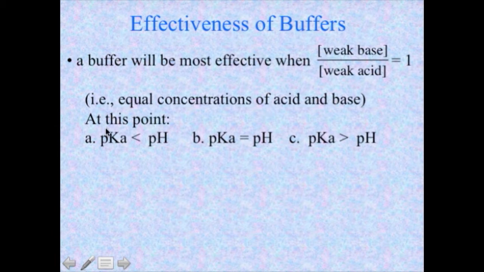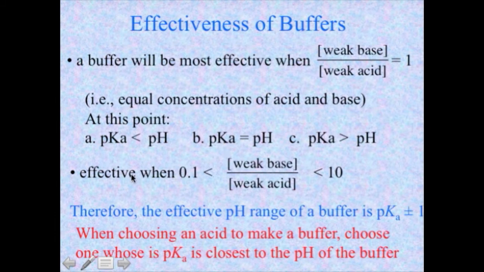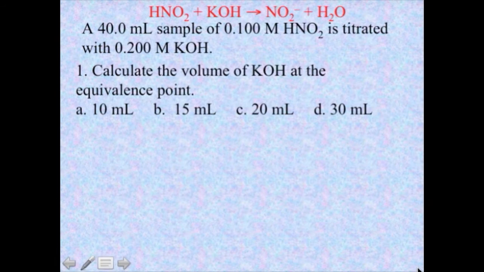And it is at this point that pH equals pKa. A buffer is effective when the weak base to weak acid concentration ratio is between 0.1 and 10. Therefore, the effective pH range of a buffer is within pKa plus or minus 1. So, when choosing an acid to make a buffer, choose one whose pKa is closest to the pH of the buffer.